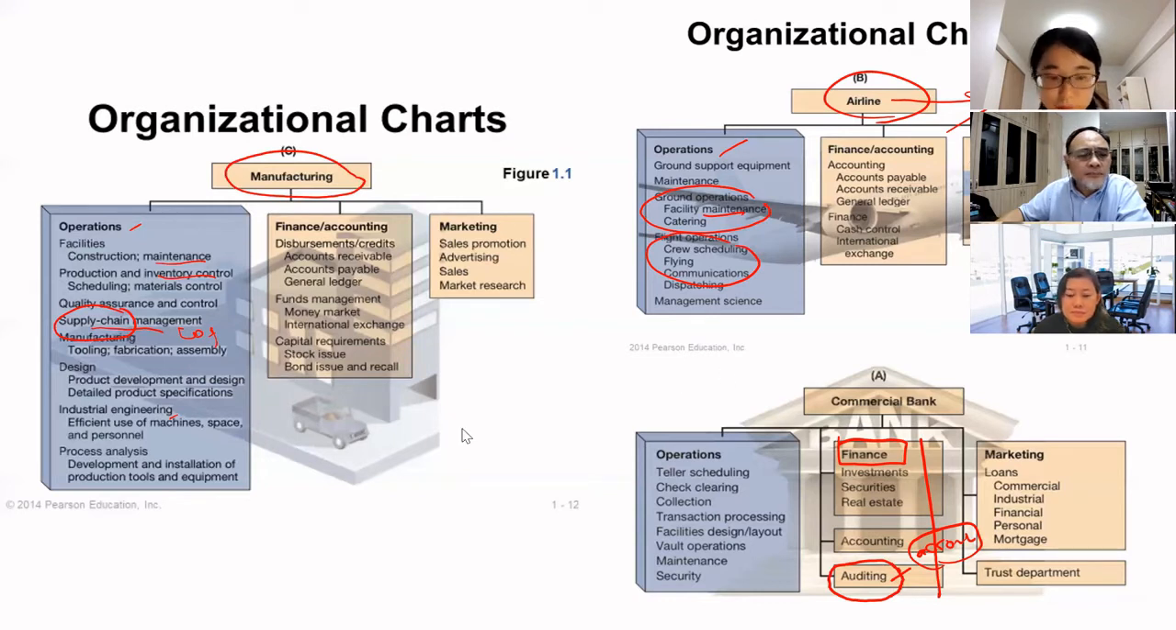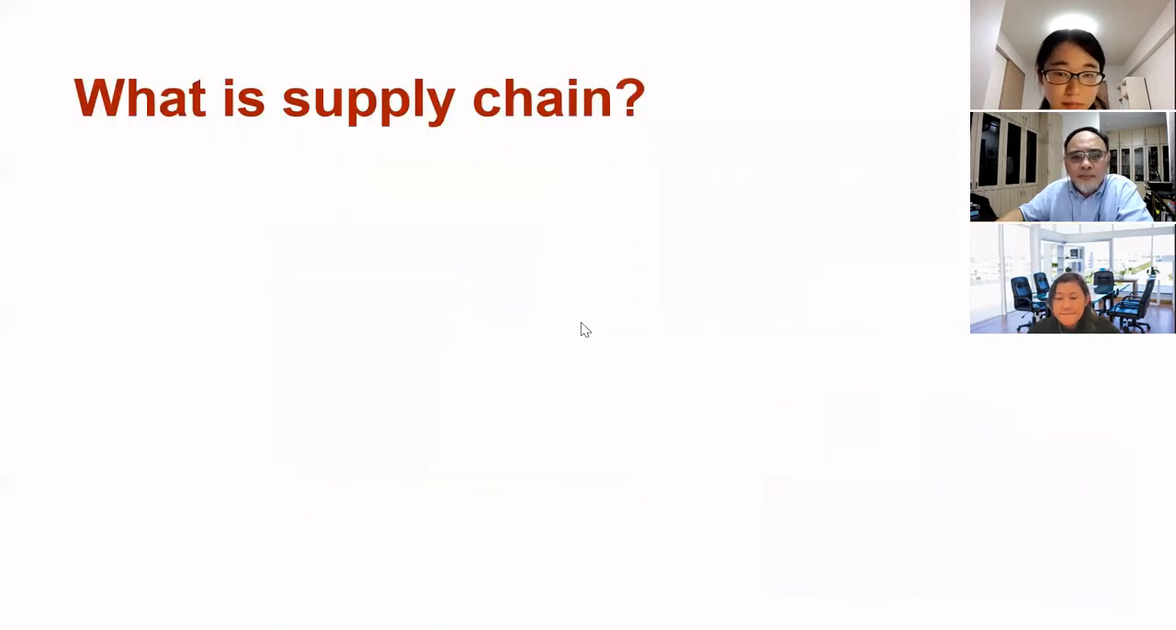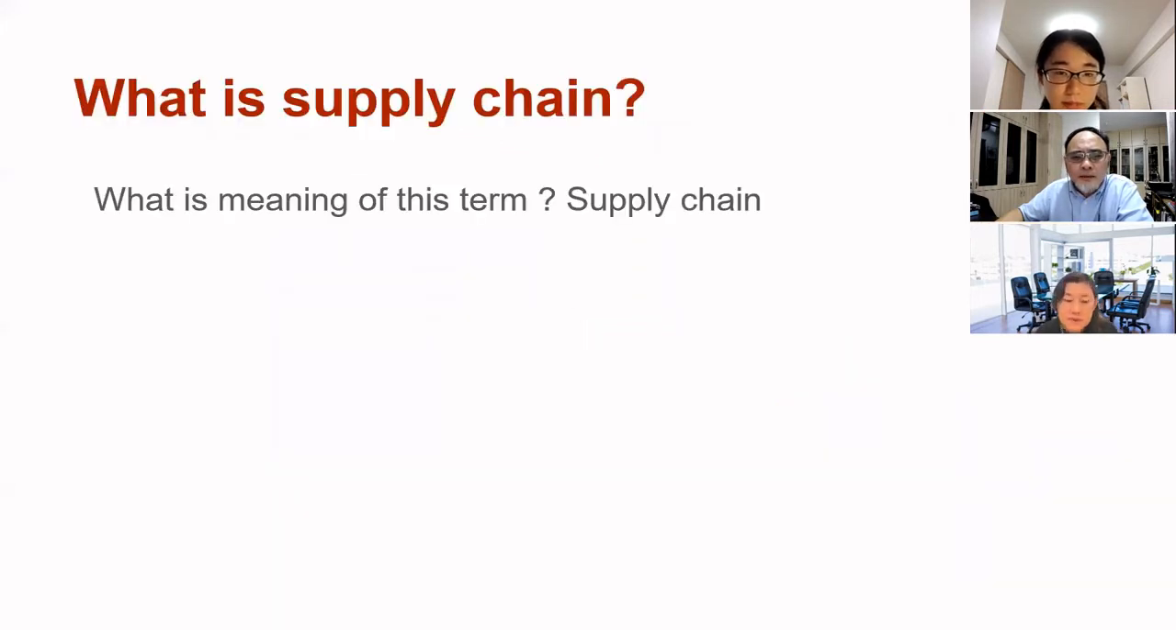Okay, never mind. So you can understand this, that all organizations will be organized in terms of operations, finance, and marketing. And what is the meaning of this term, supply chain? Because we said just now, there is a supplier-customer relationship. What do you know about supply chain? Anyone? Any ideas on supply chain?